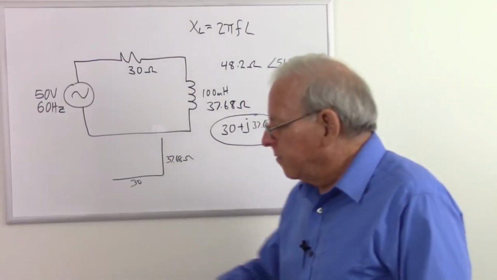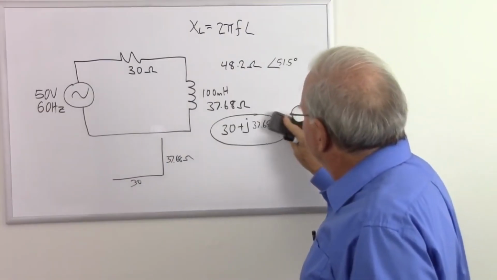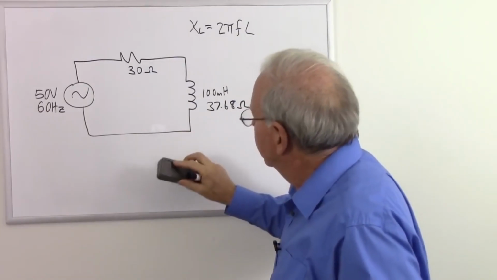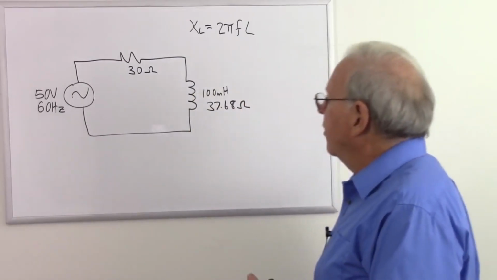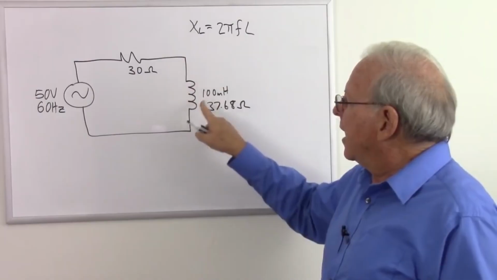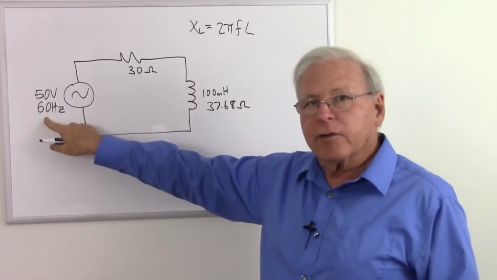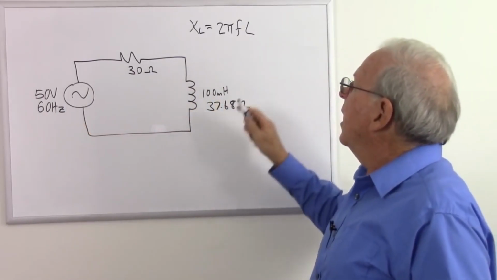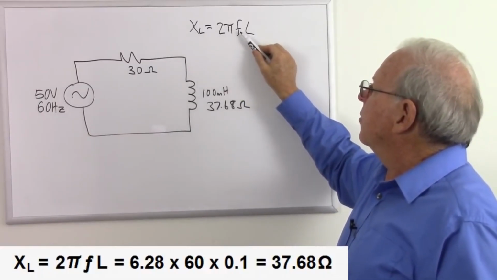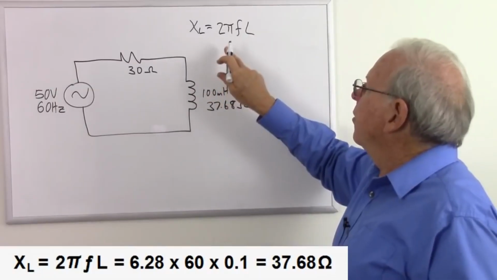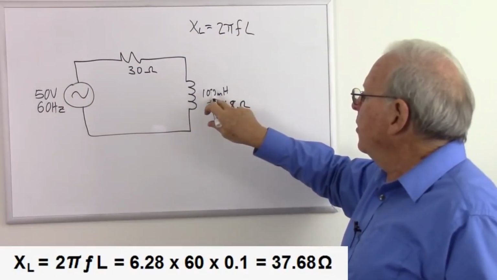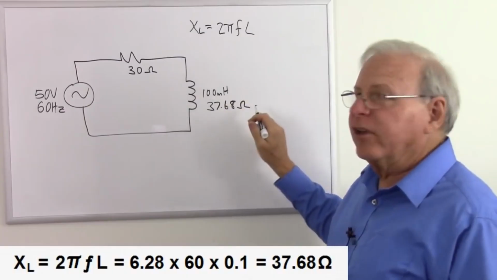So just a quick review of how this works. Let's get these out of the way for a moment. I'll leave these numbers here. First thing we need to do to calculate how this inductor reacts in this particular circuit, we need to know the frequency and the inductance, and then we can plug it into this formula. Our inductive reactance is equal to 2 pi times our frequency times our inductance. So that's going to be 6.28 times 60 times 0.1 will give us 37.68 ohms.